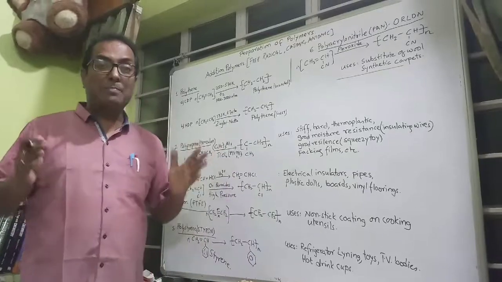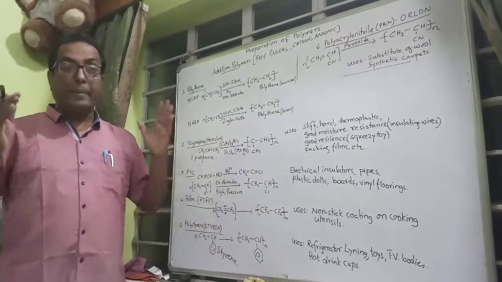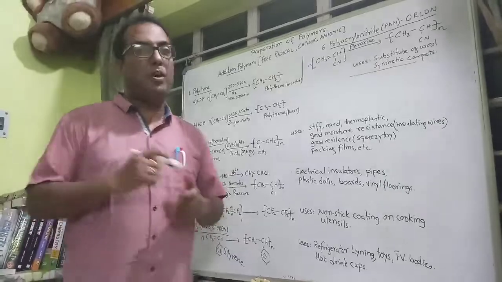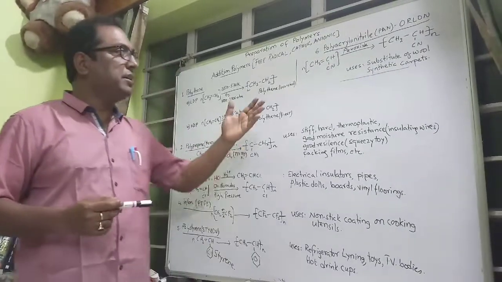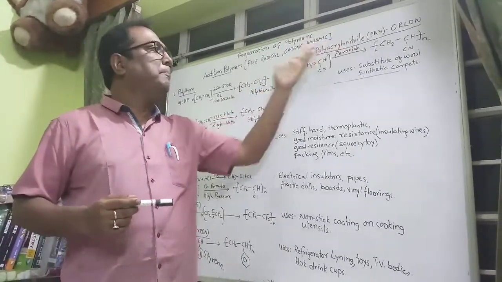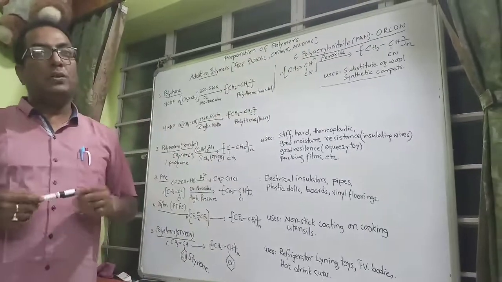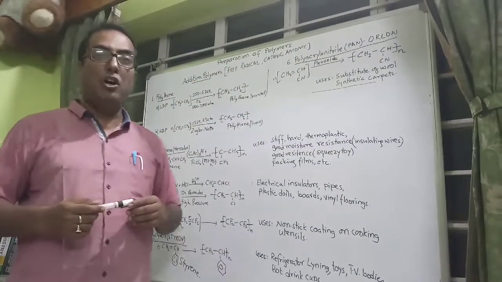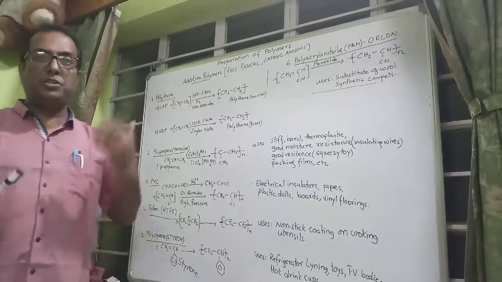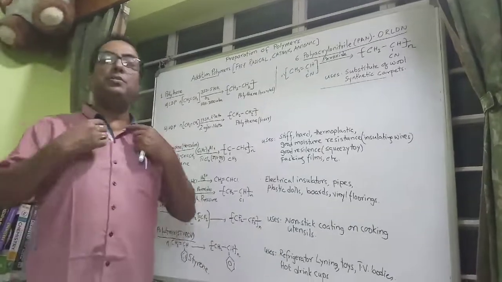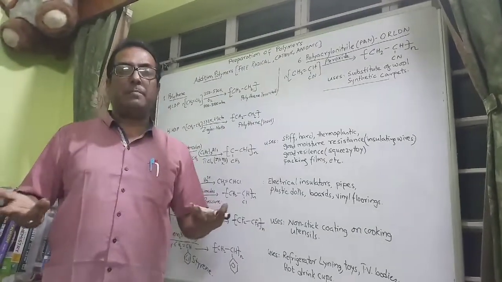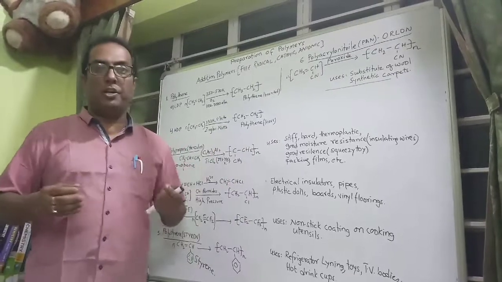Now we are at the last part of the preparation of addition polymerization, and here we go with the PAN, polyacrylonitrile. In short form we call it Orlon or acrylon. Students, you have seen that now we are using sweaters or synthetic carpets. All these are made with Orlon.